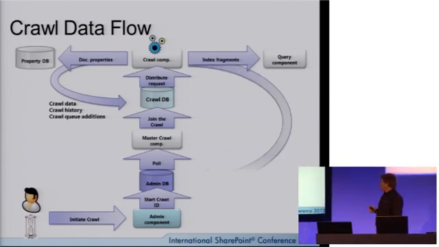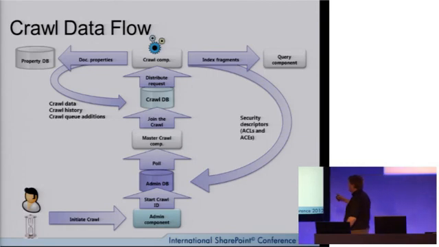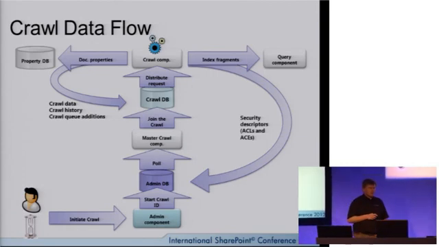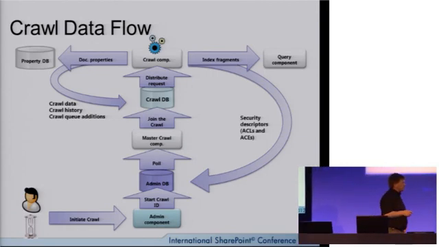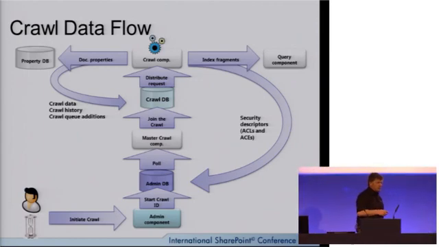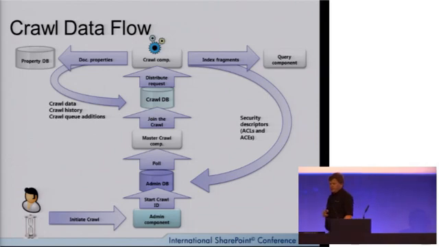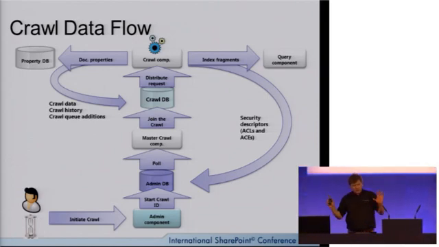Crawl's done. The other side of the thing that happens is we discover security descriptors. So all of the ACLs and access control entries for all of the items that we collect are pushed down into the administration DB. And we collect a list of all the unique ACLs that we find in that database. And in a nutshell, that's kind of the crawl data flow. So that's what's going on in the background now after I initiated that full crawl.